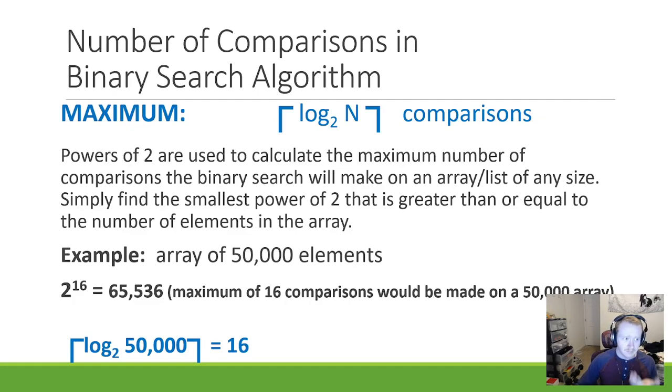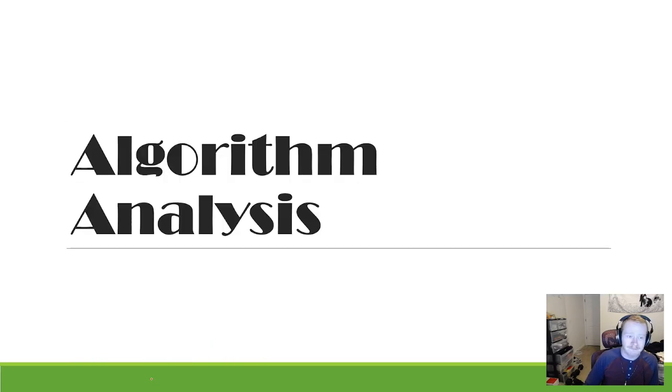So powers of 2 are used because we are only checking half of the array at any given time. And we have to find the smallest power of 2 that is greater than or equal to the number of elements in the array. So if we have 50,000 elements, we have to find whatever is going to be greater than that. So if we have 2 to the 16, that is greater than 50,000, which means at the very max, we are going to make 16 comparisons. If we had linear search, at the max would be 50,000 comparisons.